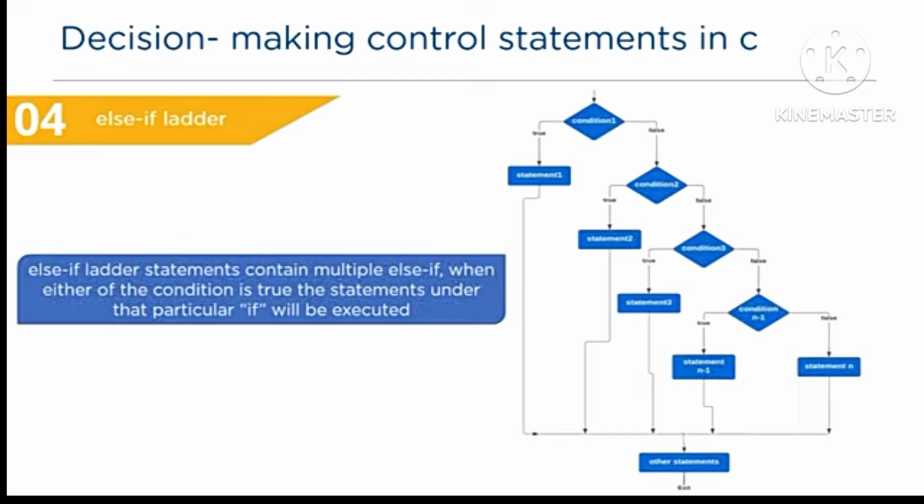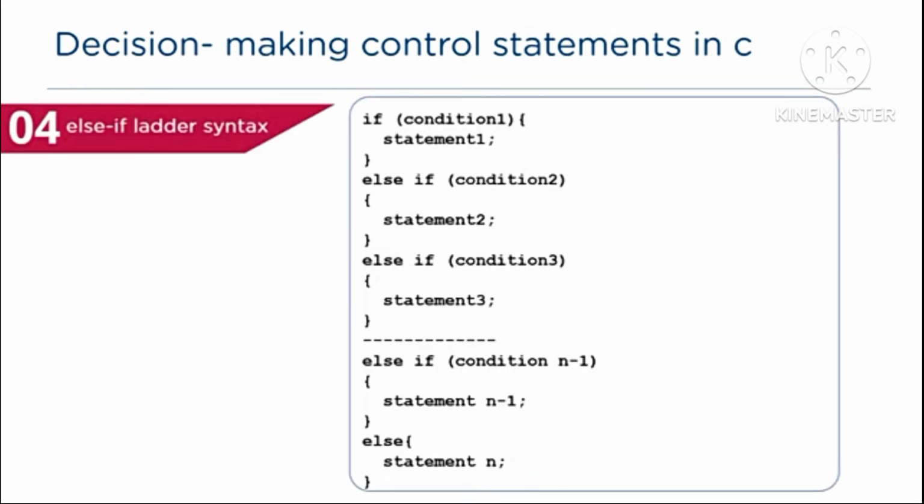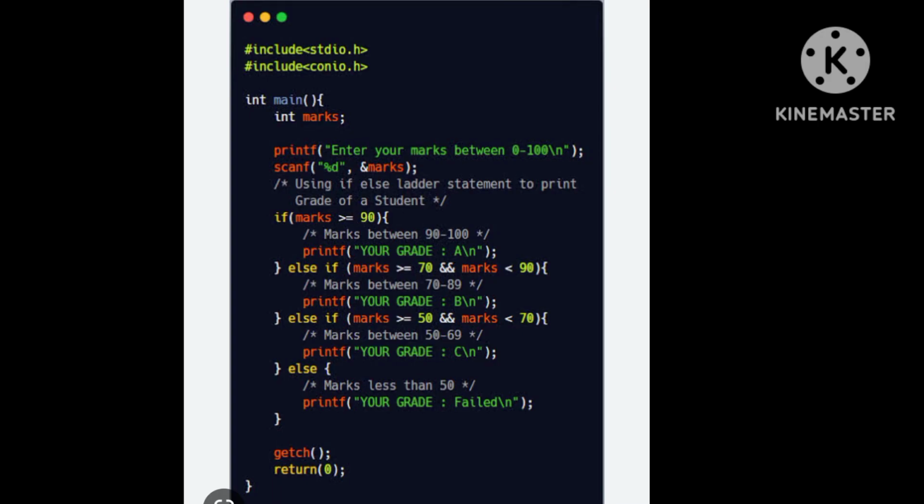Next, fourth one, else if ladder. Else if ladder statements contain multiple else if; when any of the conditions is true, the statements under that particular if will be executed. This is the flowchart for the else if ladder. Next, the else if ladder syntax. This is the program for the else if ladder statement.